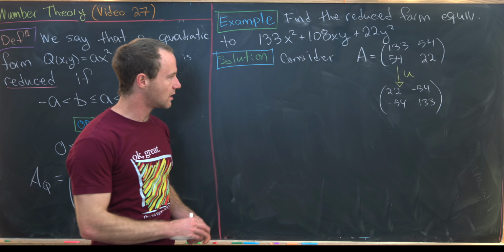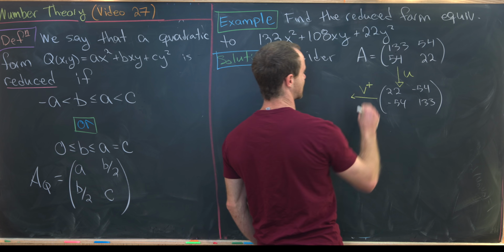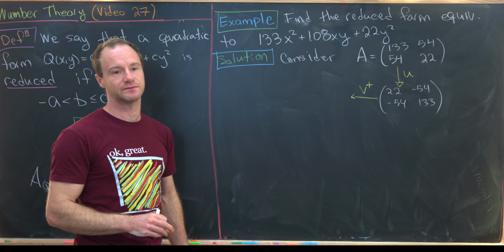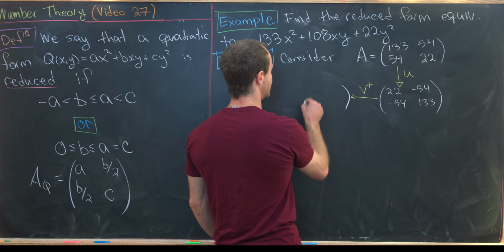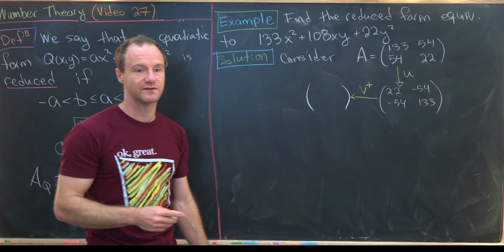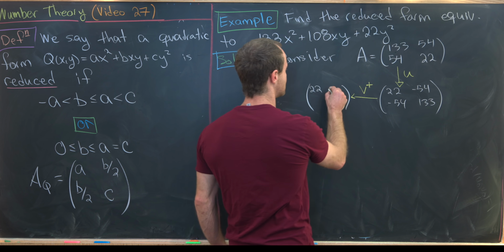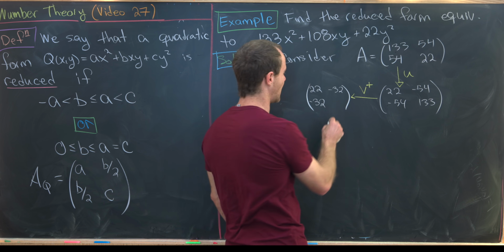So since it's smaller than negative 22, we should apply the V plus operator. Recall, that's just conjugating by the V plus matrix, if you're keeping track of it like that. Okay, so applying the V plus operator will give us the following. So we'll have 22 here, minus 32, minus 32, and then finally a 47 down here.